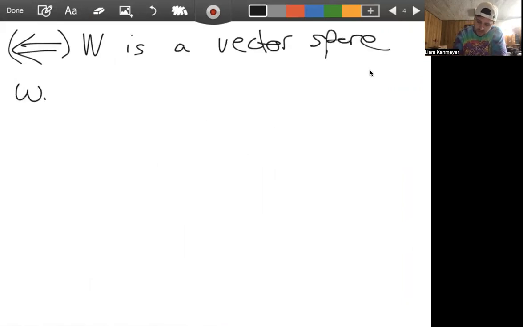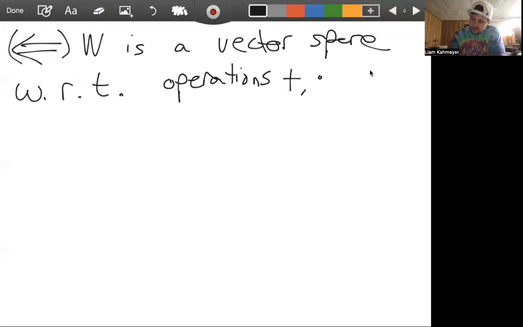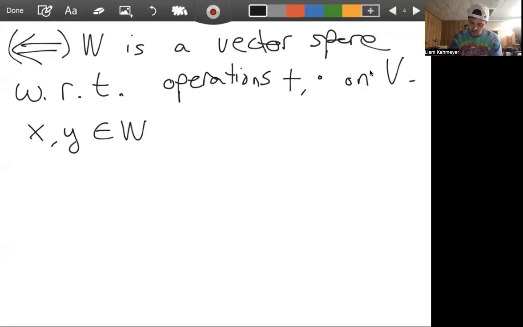And again, this is with respect to the operations plus and scalar multiplication defined on V, right? So if W is a vector space, well, this means we satisfy that. In particular, it means the elements of W are closed under vector addition. So if you have X and Y in W, this implies X plus Y is an element of W, right?